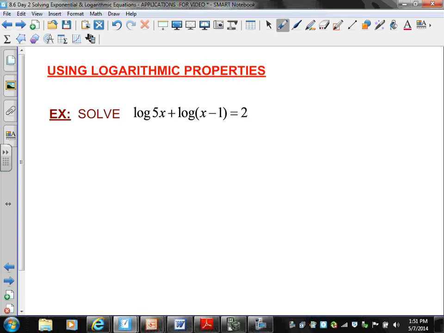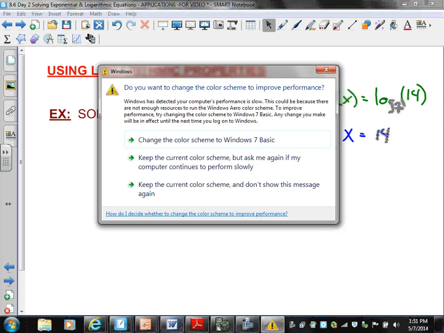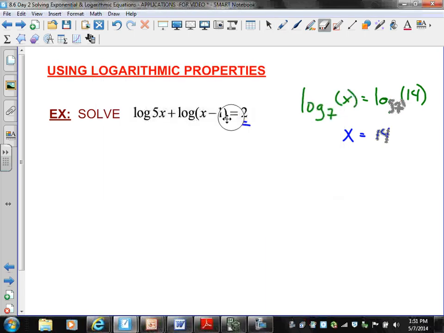Last time we had something like log base 7 of x, and then log base 7 of 14 or something like that. We said, okay, we have two logs on different sides, and we can just set the arguments equal: x has to equal 14, because the bases of the two logs are the same. Well, we don't have that here. We have this other number, this 2, that's getting in the way of accomplishing the task. So what can I do here?